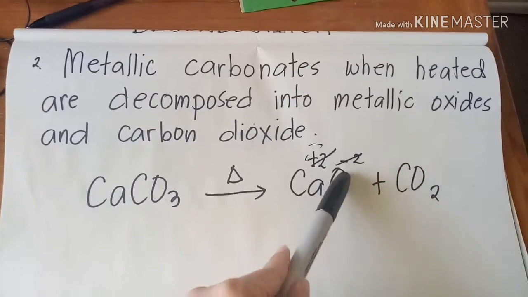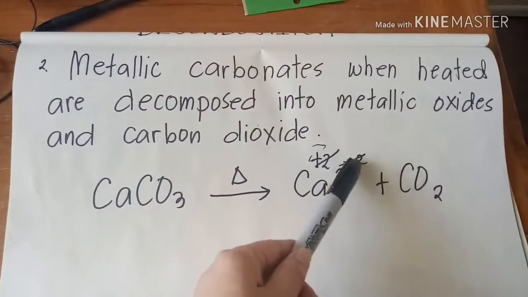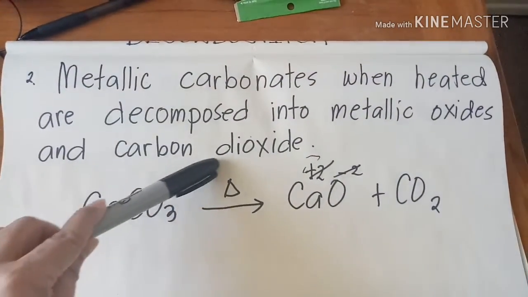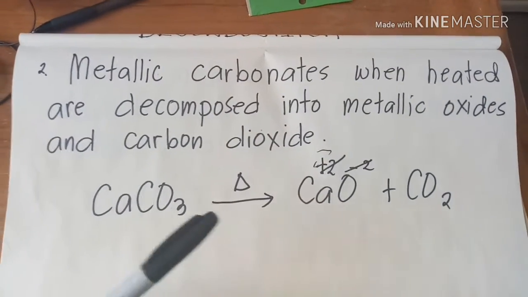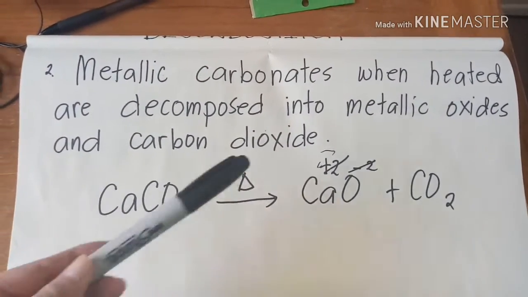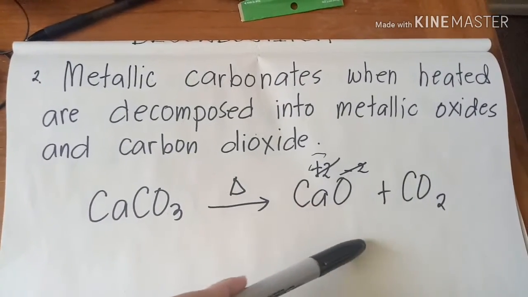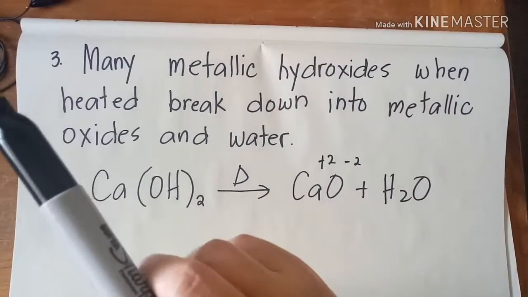It has an oxidation number of -2. So we cancel out +2 and -2, so you get CaO. And then the other product is carbon dioxide, and that is CO2. So when calcium carbonate undergoes decomposition reaction, it's gonna give you calcium oxide plus carbon dioxide as the product. Next is the third type of decomposition reaction.